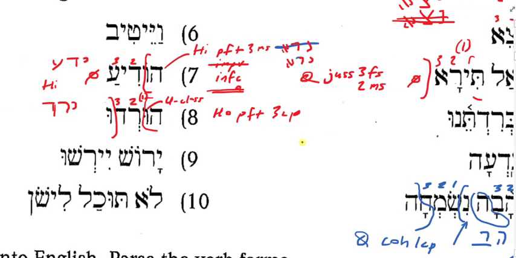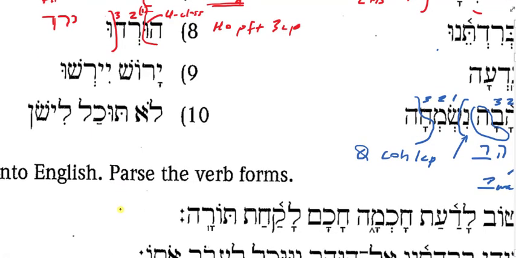Number 10, we have lo tukhal, and then lishon. All right, so lo tukhal, lishon. Lo negates. Tukhal, what is that? What verb might that be related to? We had a special note in the lesson on this. This is the verb yakhol, which means to be able. Is that a 1 vav or a 1 yod verb? It's a 1 vav verb.